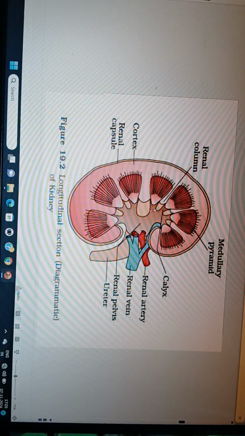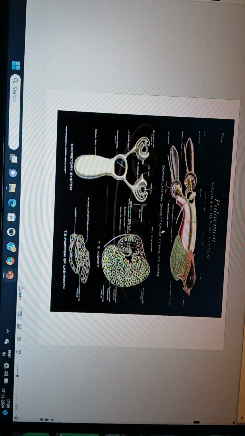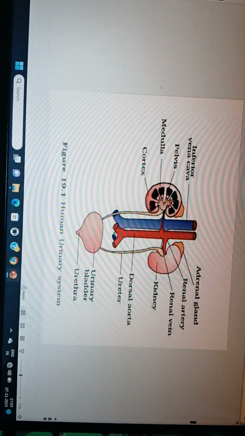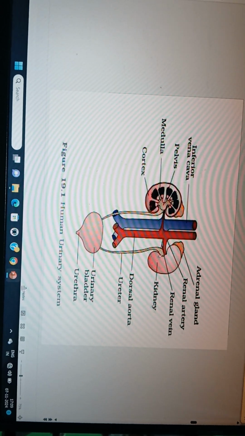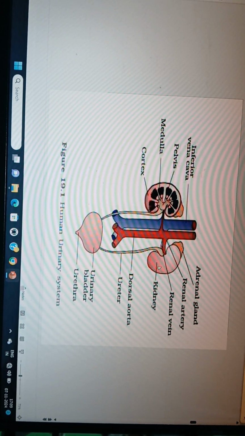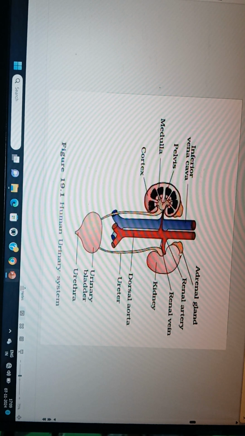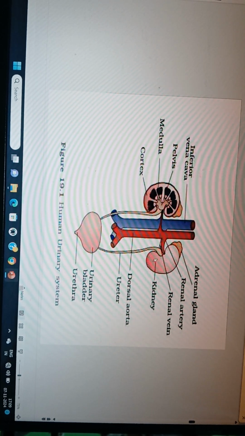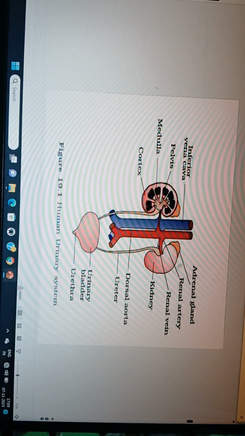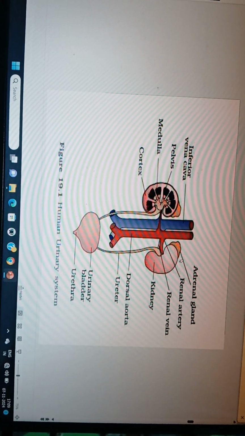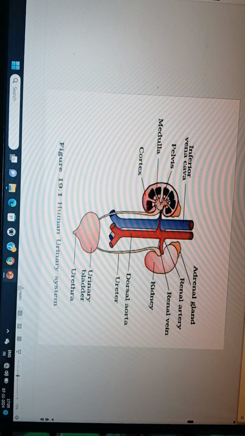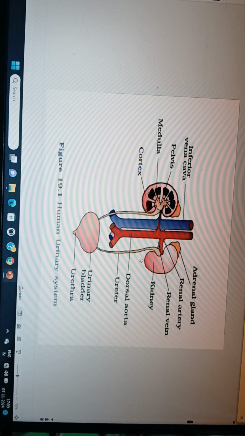You look at the structure of the kidney and you have to look at the location of the kidney. These two kidneys are located at the back side of the human body, not the ventral side. They are located at the dorsal side. Their location you have to know, last thoracic to third lumbar. There are 12 thoracic vertebrae. It starts from the 12th thoracic vertebra and ends at the third lumbar.